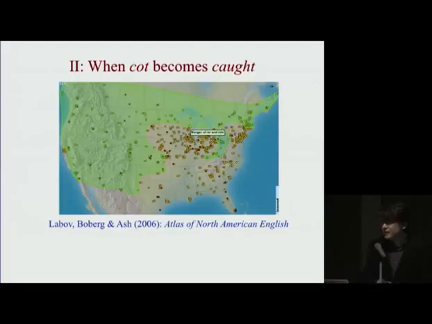Now let's look at the other case I was alluding to. That change took a few centuries, right? This one took place in probably 3 to 5 years. Let's again try to hear this. This is the diagram from the distribution of the cot-caught merger in North America. The green areas are areas in which the two vowel variants are the same, and the dots are where the two vowels are actually different. So you go to New York City, you can clearly hear the two vowels being different. So here's a student of ours who's from Boston.